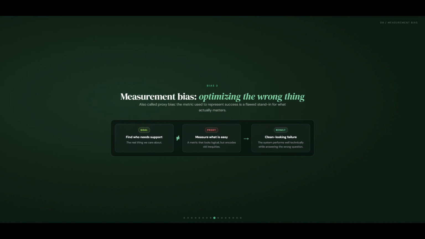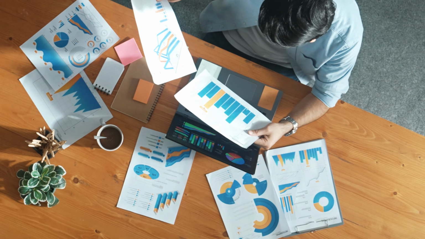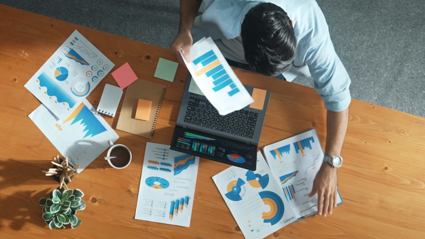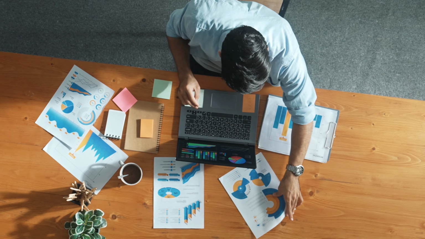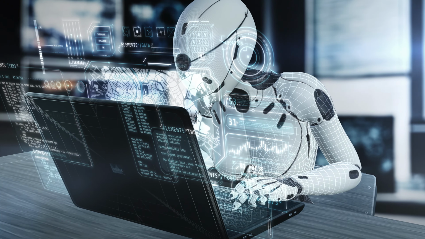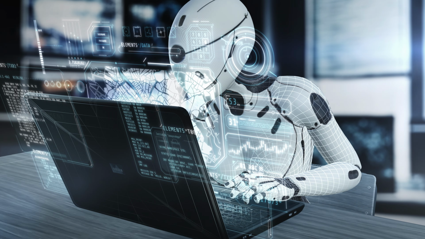Sometimes also called proxy bias, it happens when the metric used to represent success is a flawed stand-in for what actually matters. The model faithfully optimizes for the wrong thing, consistently, at scale, without ever flagging that anything is wrong. The technical performance looks fine. The outputs seem reasonable. The problem is entirely in the question the model was asked to answer.